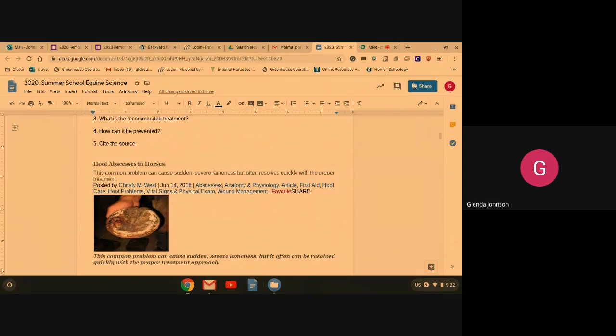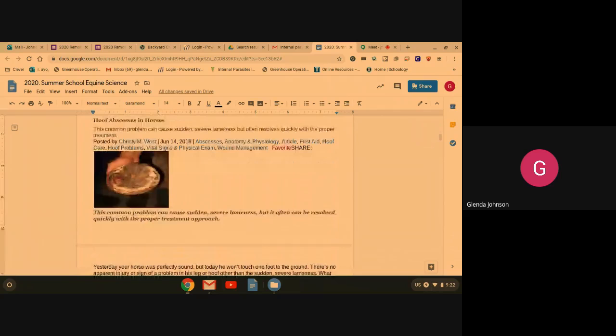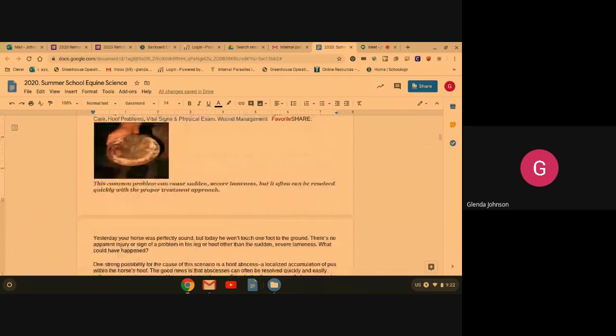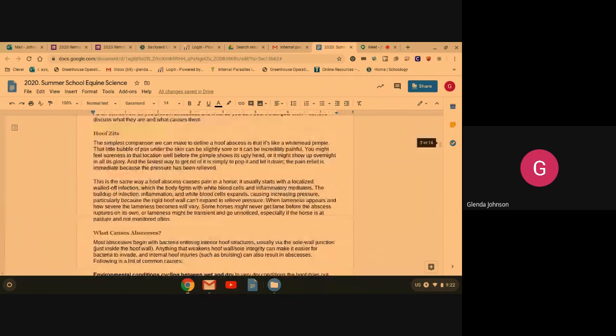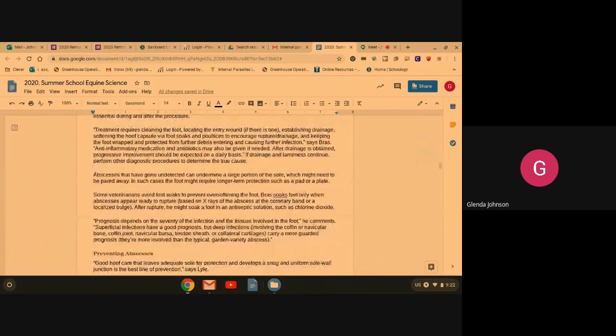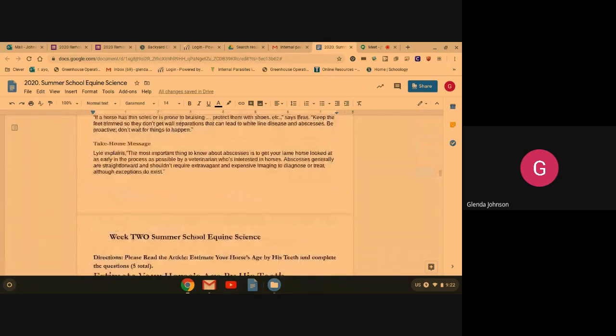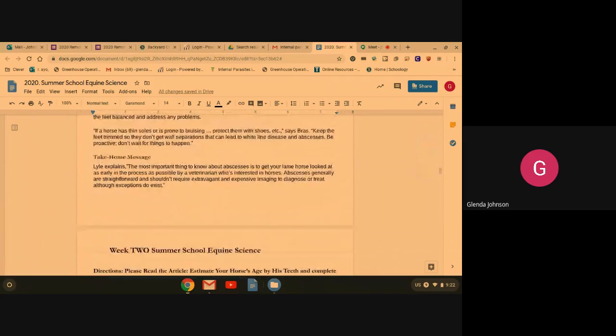It says cite their resource. Well, the resource is here and it tells you exactly where it came from. So I'm just asking you to think about that and write it. So read all of this and then go back and answer the questions. Okay. I don't need that long of an explanation. I mean, I gave you the article. I want you to read it and summarize it.